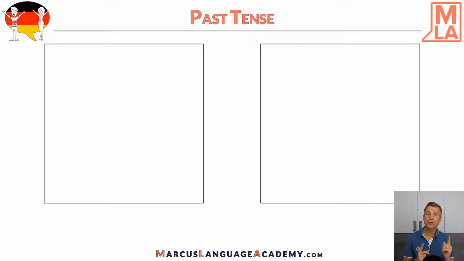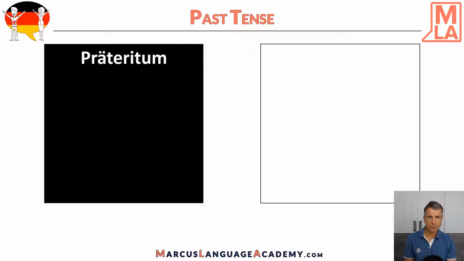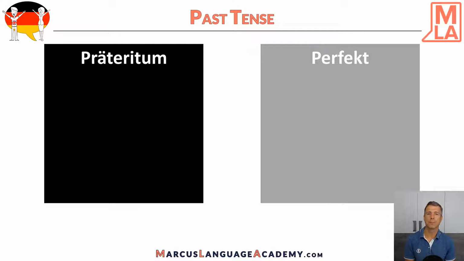In German we have two different past tenses. First is called Präteritum and the second one is called Perfekt. You see I also use different color schemes. For Präteritum I use a black background color and for Perfekt I use a gray background color. I will do the same in my course when you listen to my story.